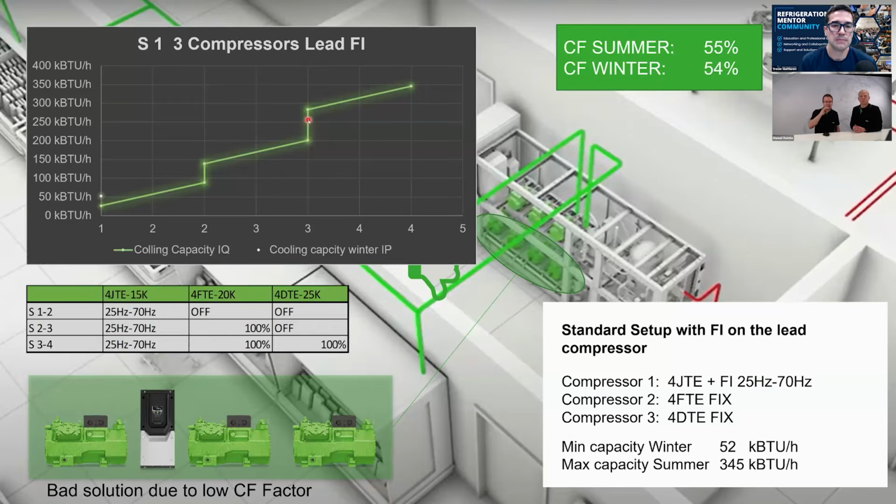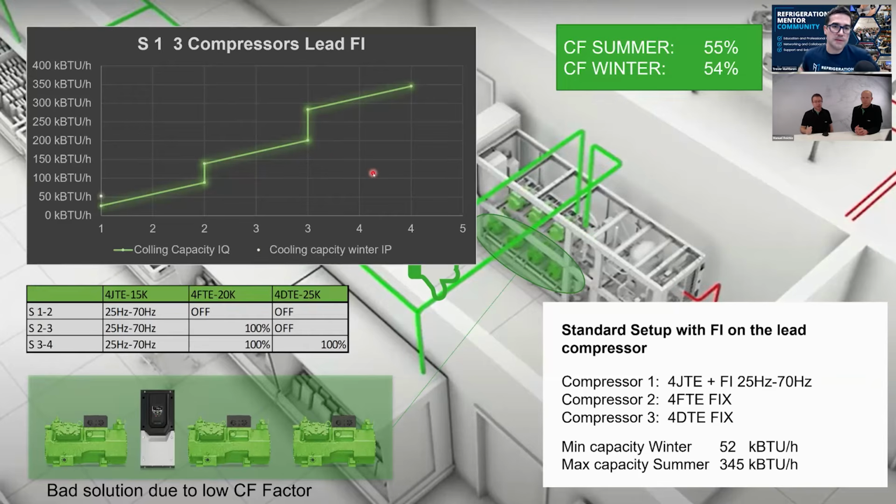Okay, the controller could also address this because he could stop this compressor and then start this compressor first. Then he would have a different scenario here, which makes it a little bit better. But from the CF factor itself, it does not make a big difference. We have areas where we cannot cover the evaporator load, which is not so good.